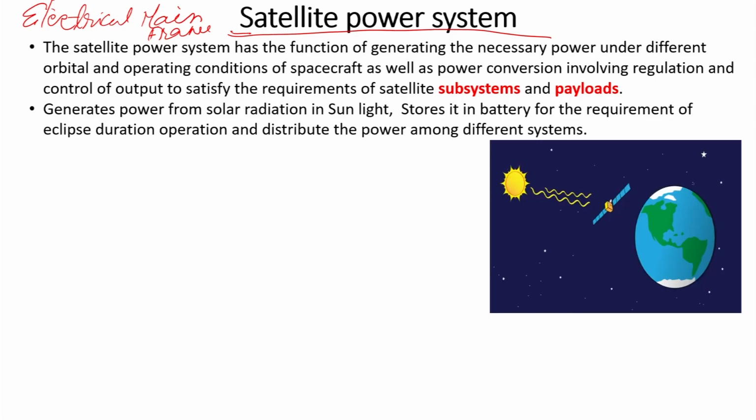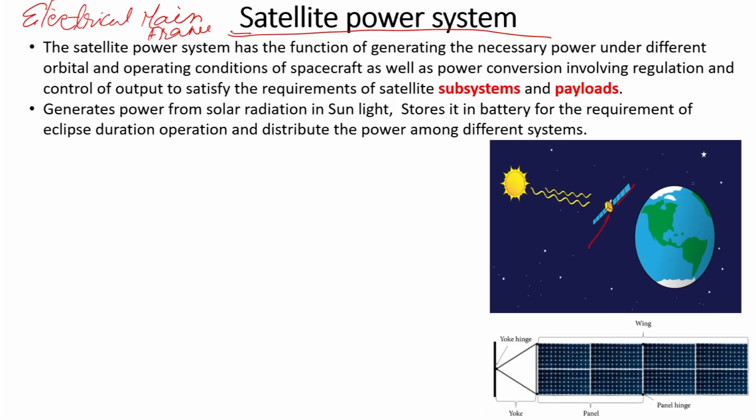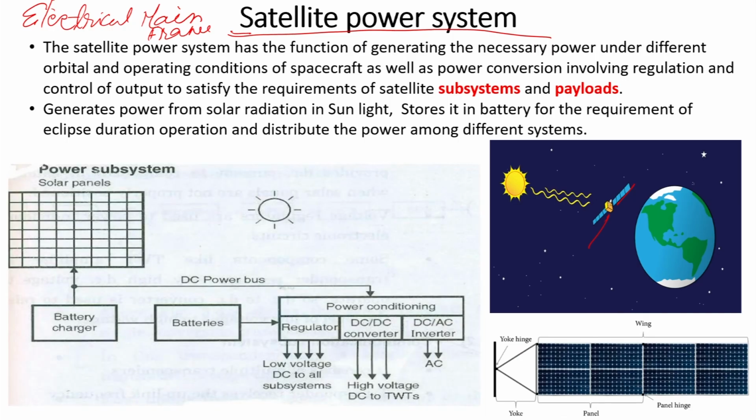So, this cartoon shows the satellite, which is illuminated by the sunlight, and these are the solar panels. So, electrical power is generated from the solar energy. This shows the different solar panels. We will just see how the solar panels are made and what their elements are. Basically, this shows a block diagram of a satellite based power system.